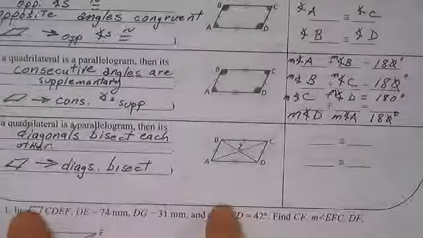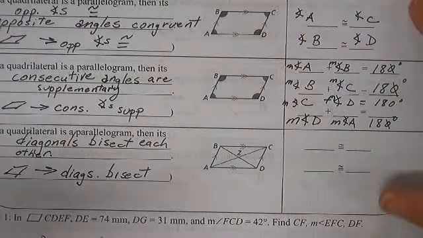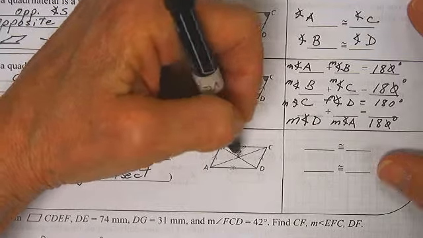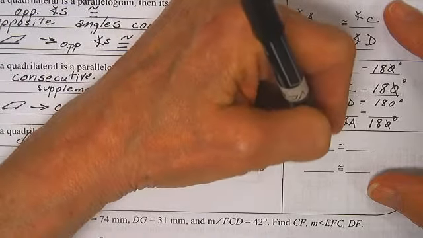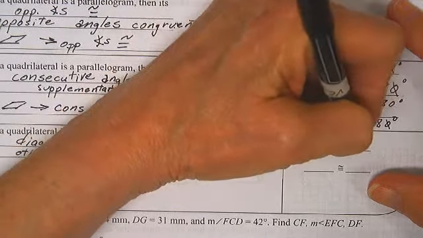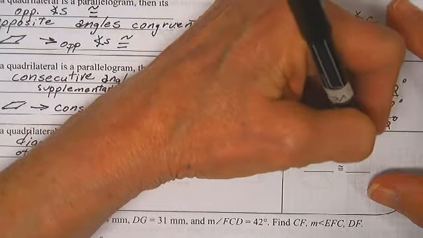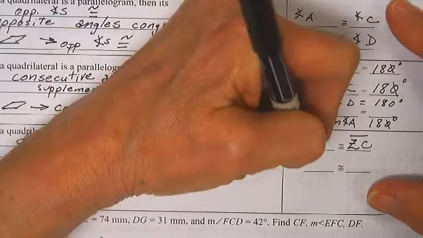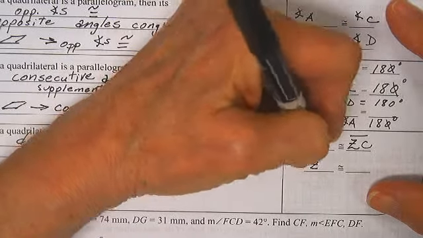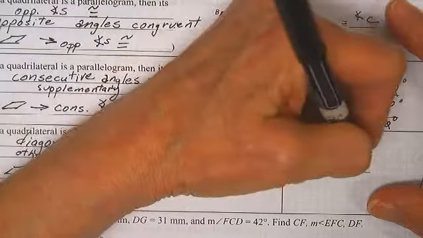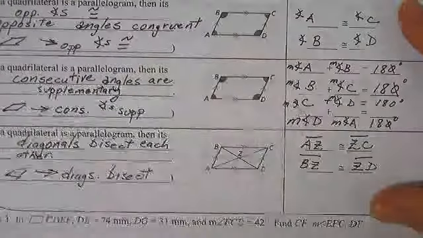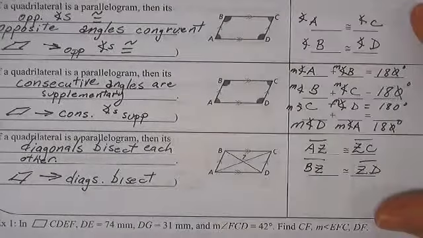And what that is going to mean for us is that AZ is congruent to ZC, and BZ is going to be congruent to ZD. And those are the properties of parallelograms.